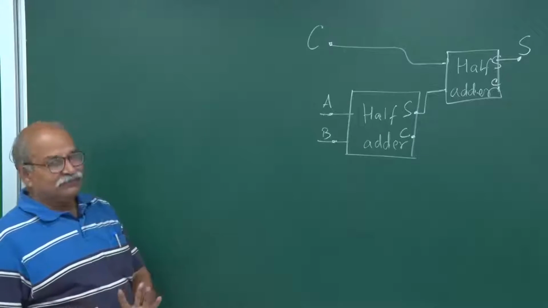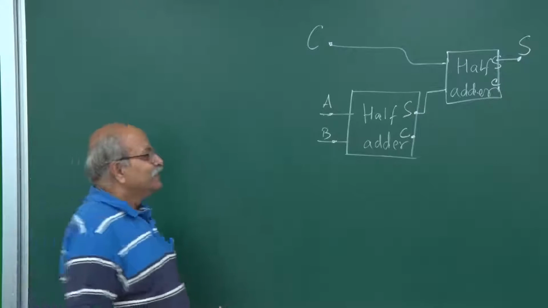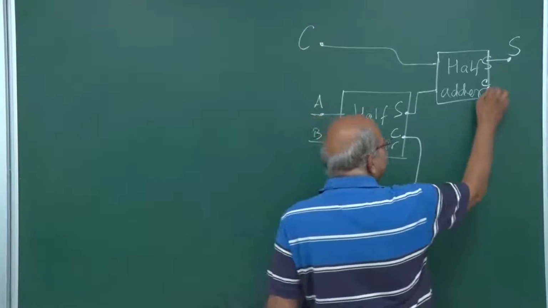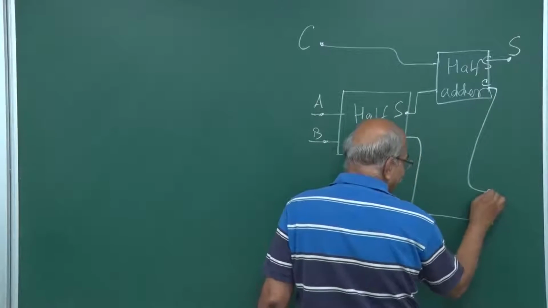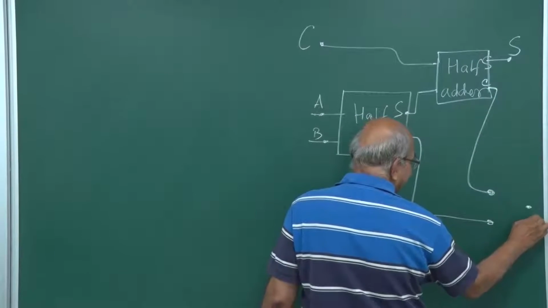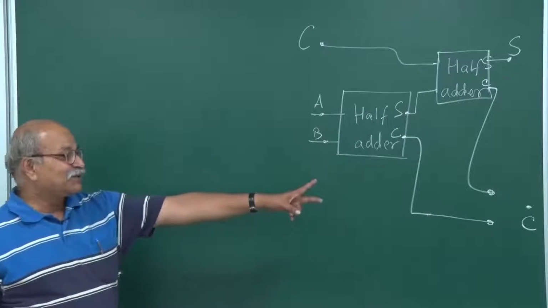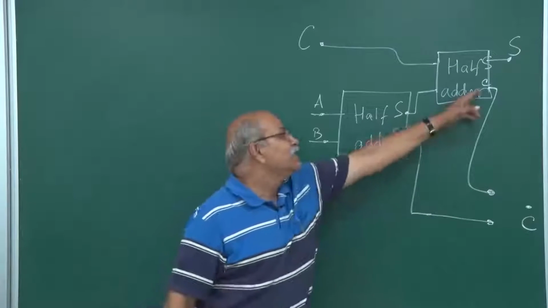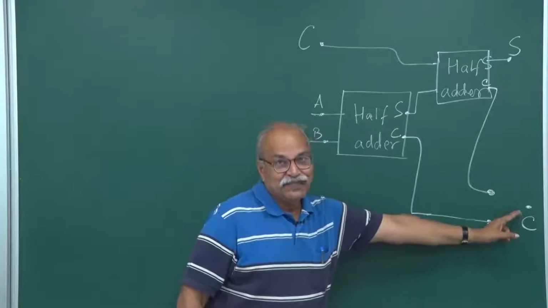Let me tell you how to get that final carry. You have a carry here and you have a carry here. Look at these two intermediate carries and the final carry, and construct the truth table and see what kind of circuit is needed here. These two intermediate carries will finally make this final carry.